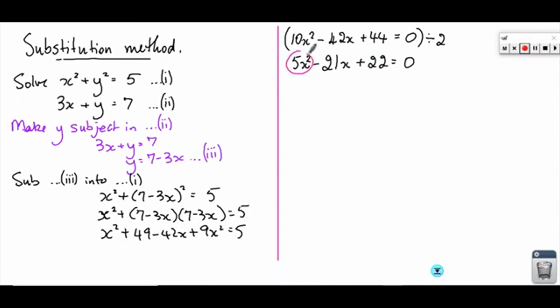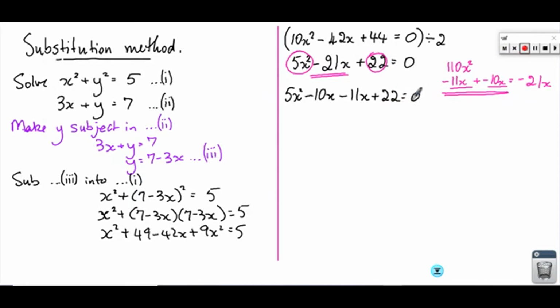So, multiplying 5x squared by 22, I get 110x squared. I'm going to find 2 factors of 110x squared which, when added, give minus 21. As we can see, 11 plus 10 is 21. So minus 11x minus 10x is minus 21x. So I'm going to substitute minus 21x by minus 11x minus 10x. So I get the following: 5x squared minus 10x minus 11x plus 22 is equal to 0.